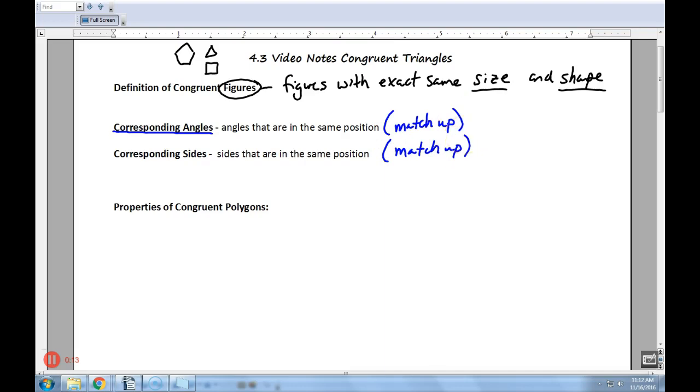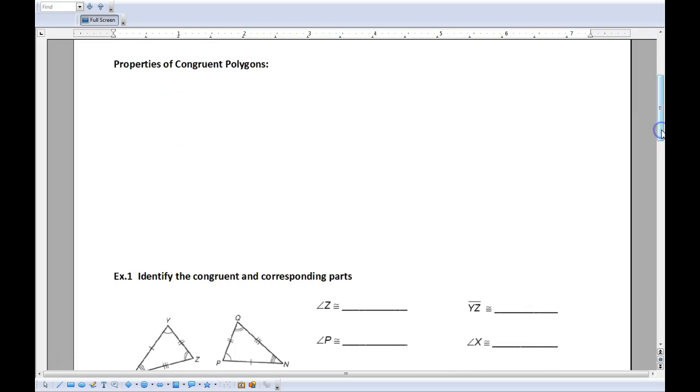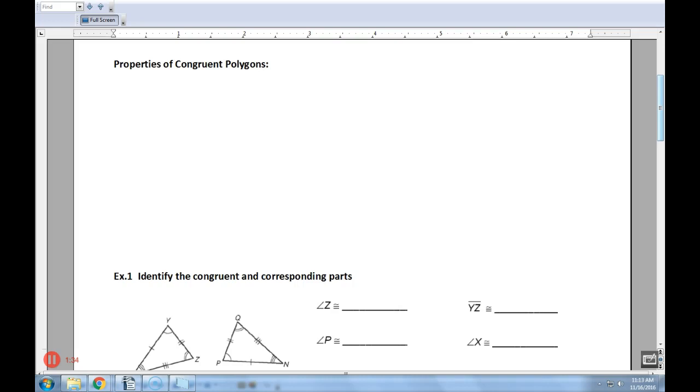All right, so some properties of congruent polygons, and I'm really going to be focusing less on polygons and more on triangles. The word polygon just means many sides. But a triangle we know has three sides, and that's mainly what we're dealing with here. So let me scroll down a little bit so it's easier for me to write at my height. All right, I'm going to give you a triangle congruence statement. I'm going to say that triangle ABC is congruent to triangle DEF.